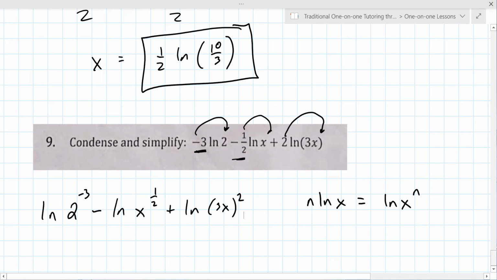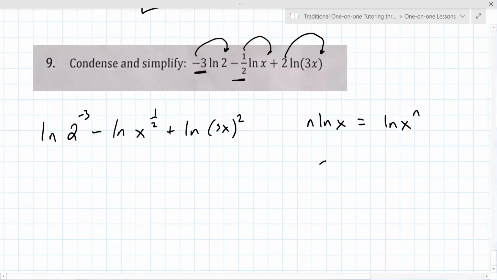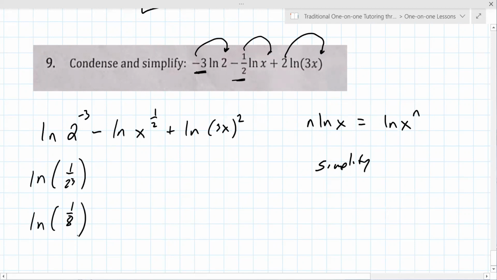Okay, so that's the first property. Now you're always allowed to simplify. So 2 to the minus 3 is 1 over 2 cubed, which is natural log of 1/8. Is that okay? Is that clear? Give me a yes or no on that. Yes. Okay, great.